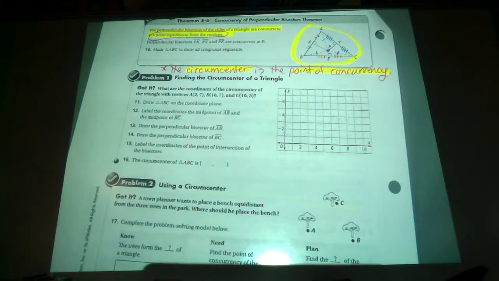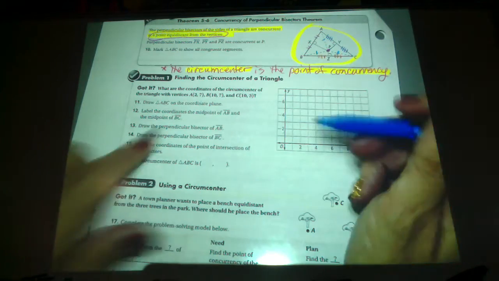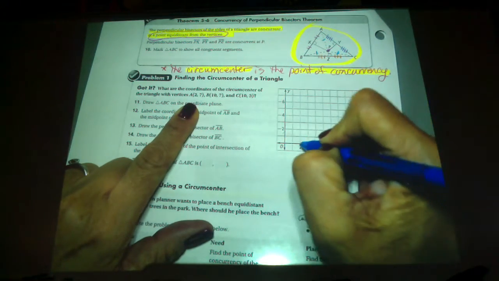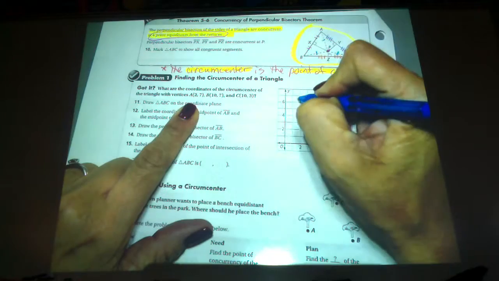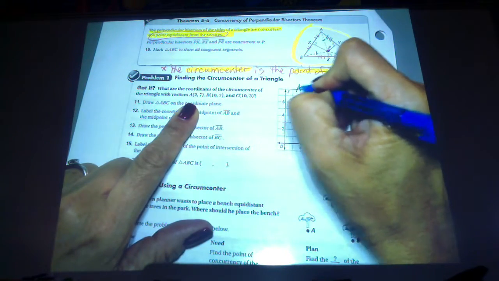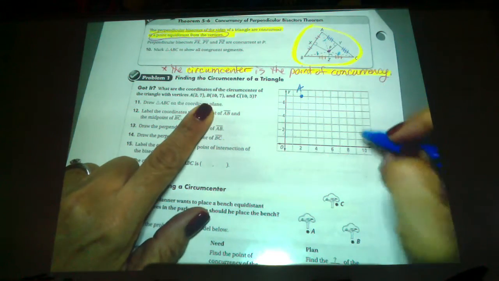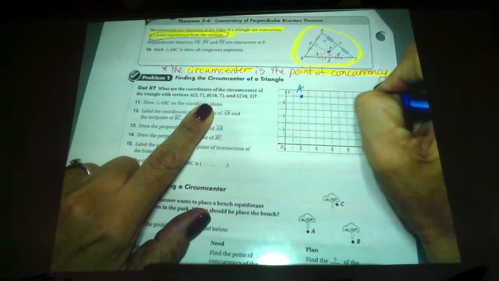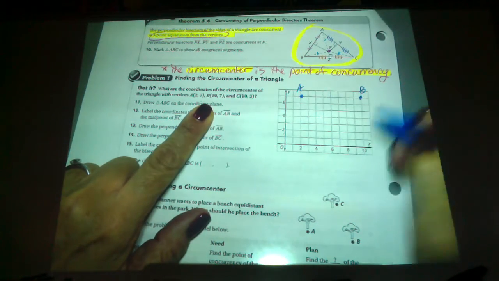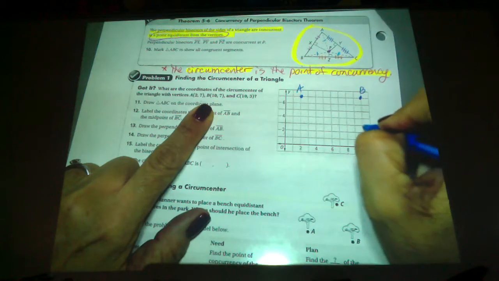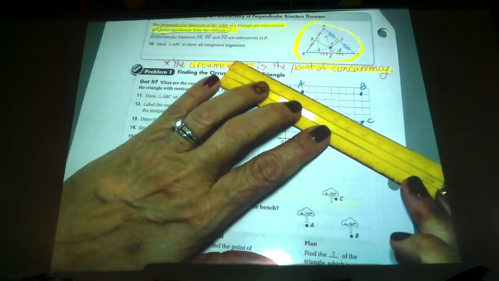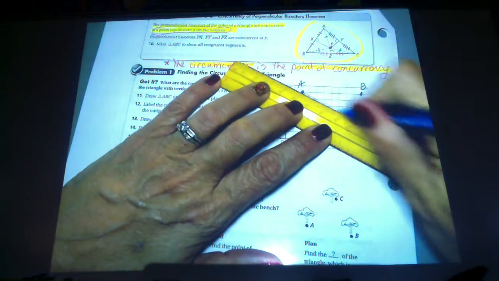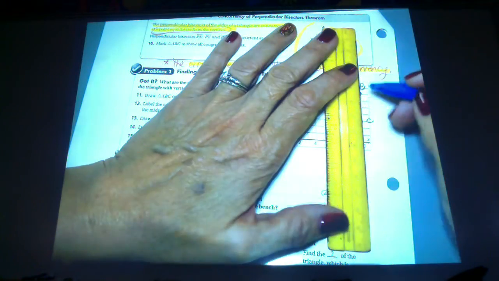So we want to know what's the coordinate for the circumcenter of the triangle with vertices, and they give you those. So we're going to plot those. So plot 2, 7, and name it point A. Plot 10, 7, and name it point B. And plot 10, 3, and name it point C. And then we're going to connect the dots. You thought you got rid of connecting the dots in kindergarten.